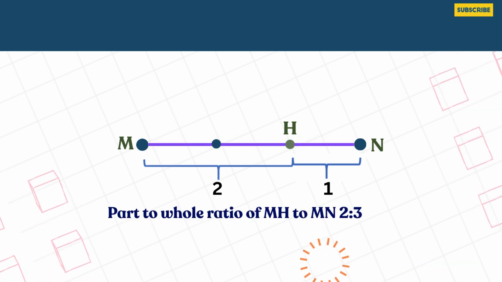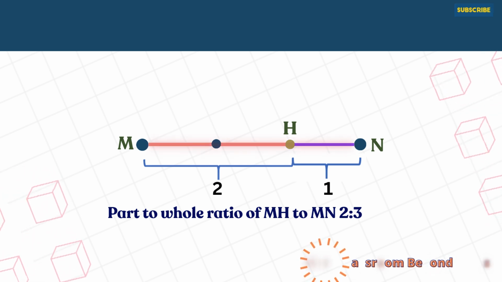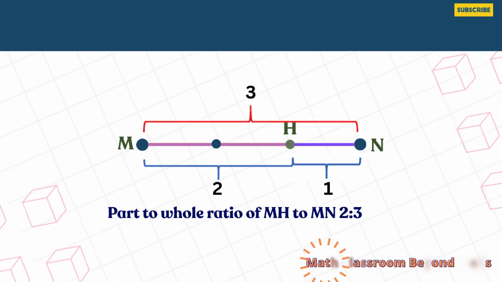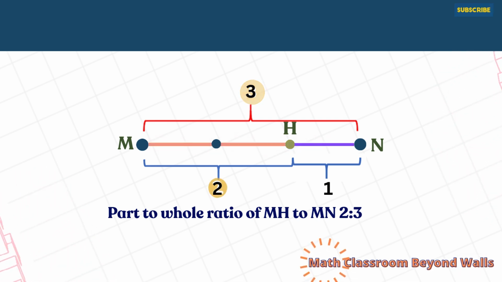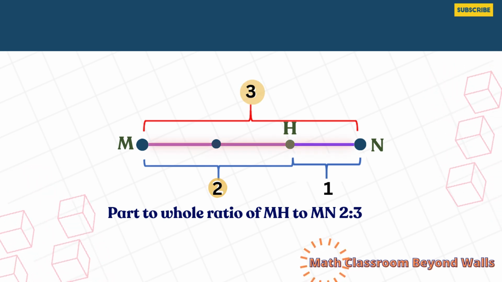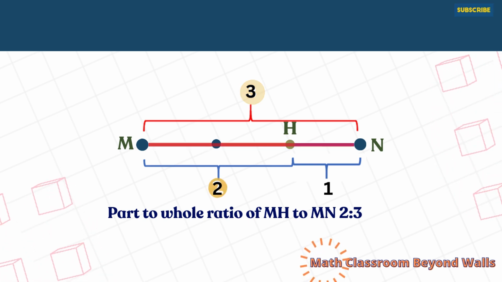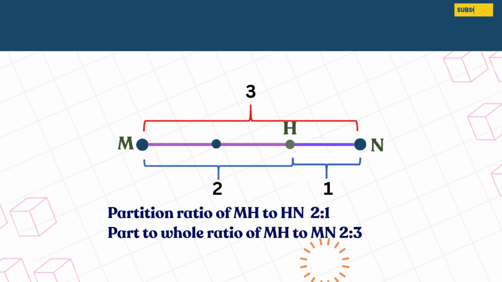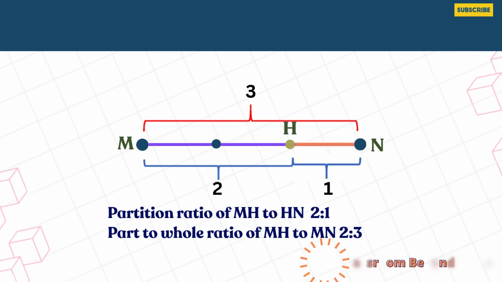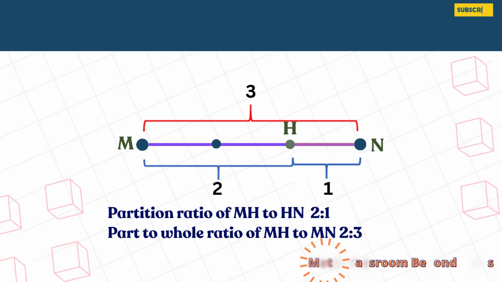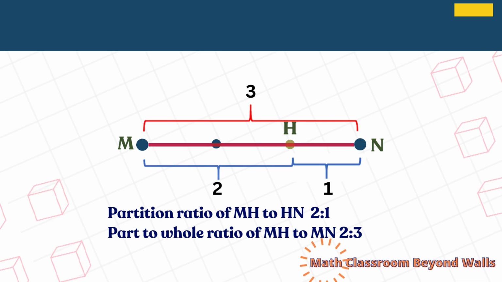On the same diagram, we can also compare part of the segment MH to the whole segment MN, or vice versa. MH is 2 parts of the whole MN, which is 3 parts. Comparing MH to the whole MN gives us the ratio 2:3. This is a part-to-whole ratio. Understanding these ratios is important, for this will be our guide in locating the partition point of directed line segments. Okay, we will work on this sample problem so you will know how this is done.